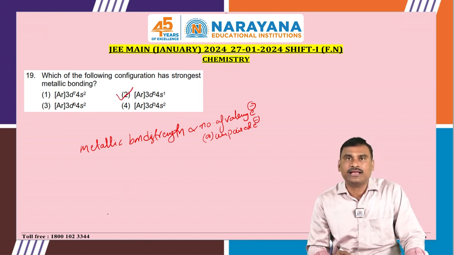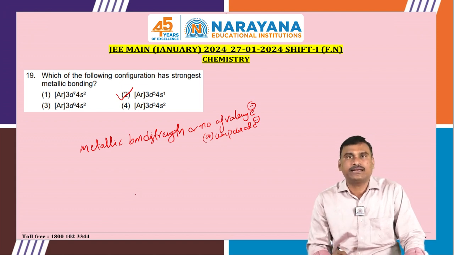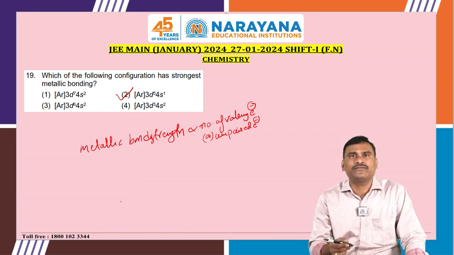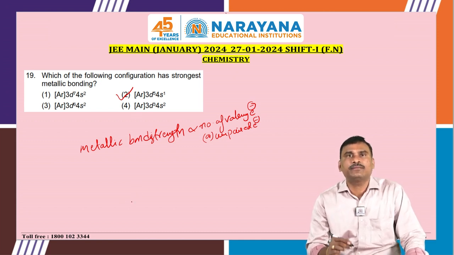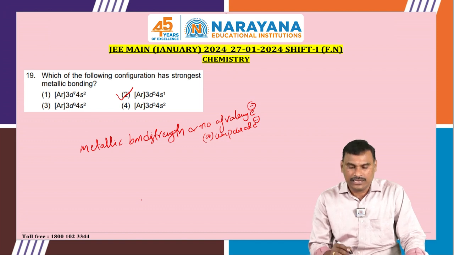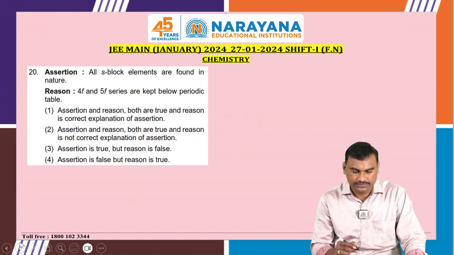Here there is the maximum number of unpaired electrons, because the d electrons also participate in the d block metals for their metallic bond. That is the reason why the more unpaired d electrons, the more the metallic bond strength. So option 2 has 6 unpaired electrons, therefore the strongest metallic bond is possible in option 2. Go for the next.